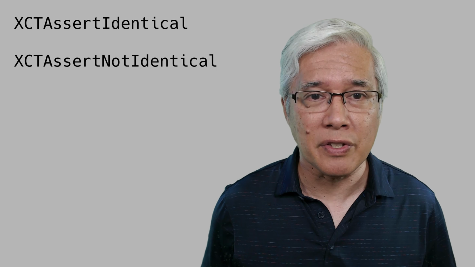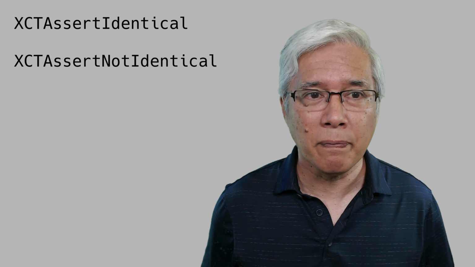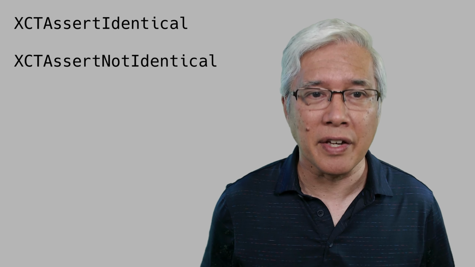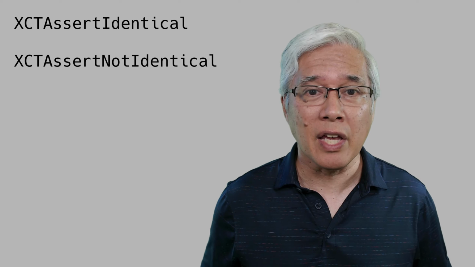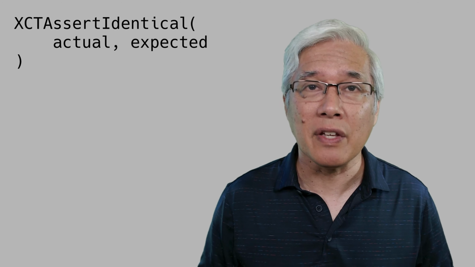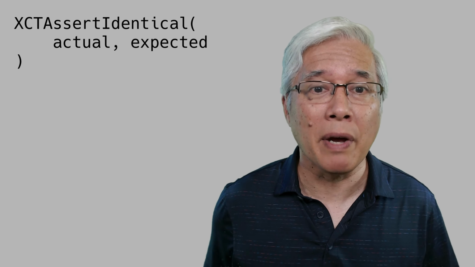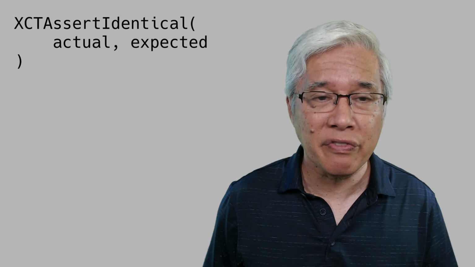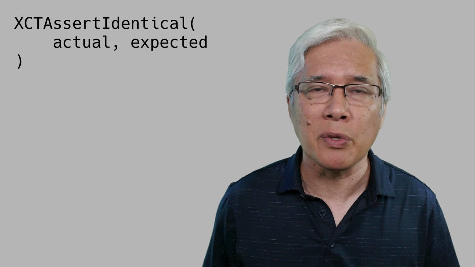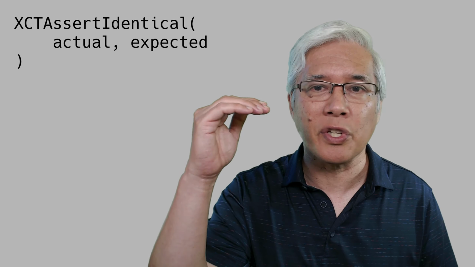But Xcode 12.5 provides new assertions, XCTAssertIdentical and XCTAssertNotIdentical. Like XCTAssertEqual, they take 2 objects as arguments, and if the assertion fails, it will report both arguments. So in general, by using these new assertions, we get more information. It's always helpful to use the highest level assertion that matches your needs. Both assertions are available for Swift and also for Objective-C.